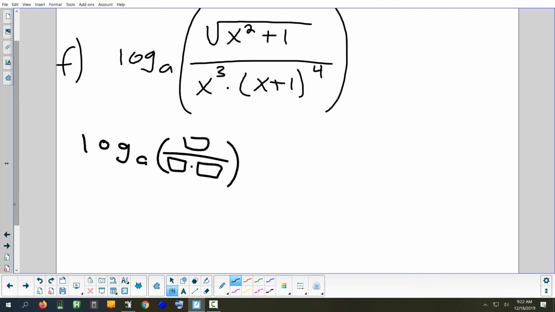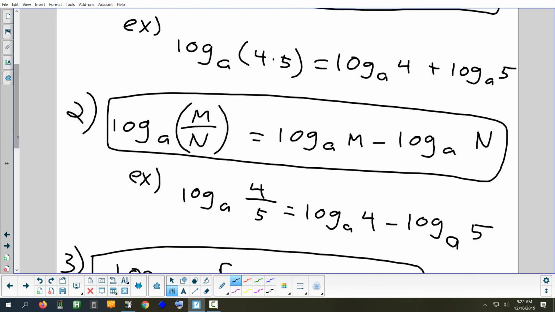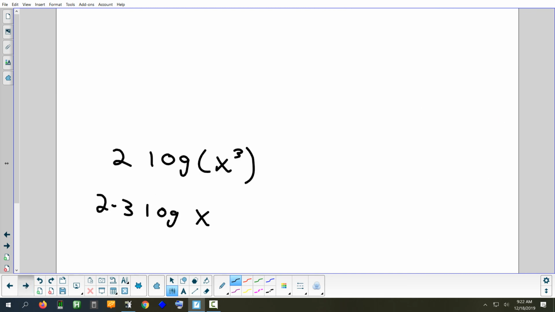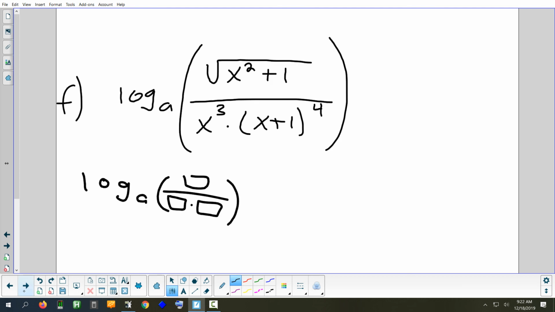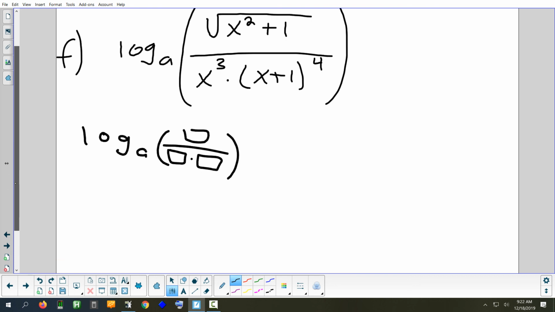Let's try the other one. Subtraction. Okay, so anytime you divide, when you have something divided by something, it splits as subtraction. Okay, multiplication is addition. All right. So first thing I'm going to do is just deal with the division. So when you do it and split it, it's log of the top minus log of the bottom. Don't worry about doing anything else yet.